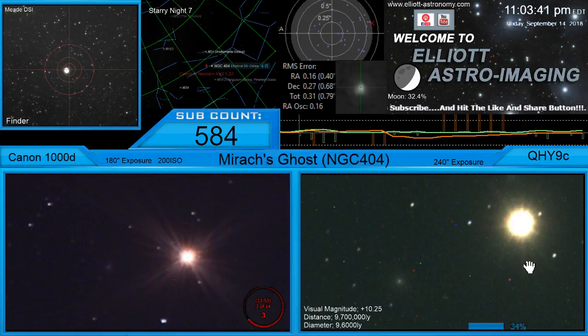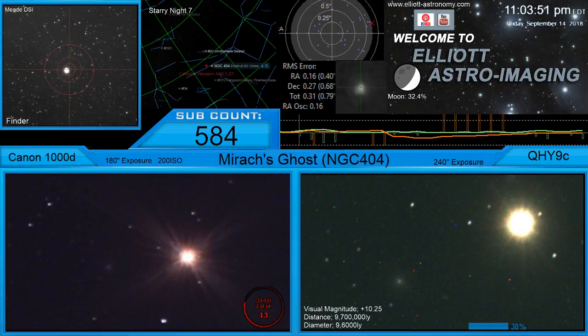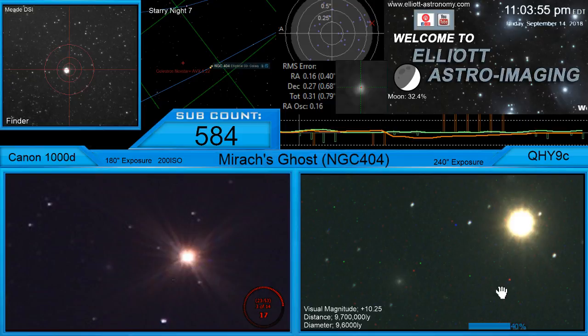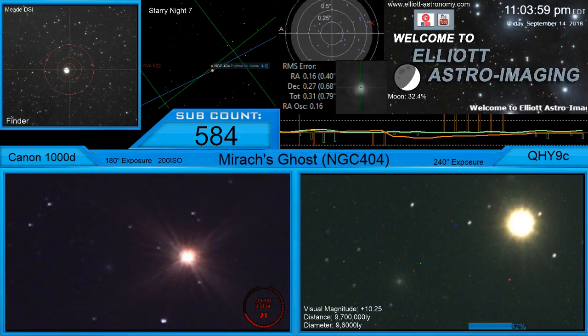And then if you go over just a little bit to the left, that's Mirach. And then Andromeda sits right above that. Well, that's what we're shooting, is Mirach. So you can actually see it. And then we can zoom in again and you can actually see where Mirach is, which is right there. Which is pretty cool.